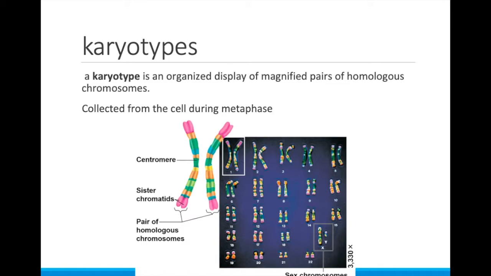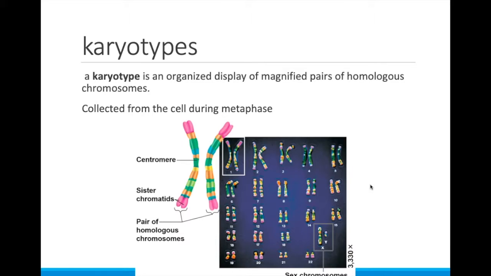A karyotype is just an organized display of homologous chromosomes. So these are collected from cells. We usually do this with fetal testing. So during an amniocentesis, we would collect cells from the fetus. These are then put into a lab, and they're stained and then organized by size. So you can see on here we have chromosomes 1, 2, 3, 4, 5, and so on, all the way to 22. And then the last two chromosomes are the sex chromosomes. So this individual would be a male because they have an X and a Y.